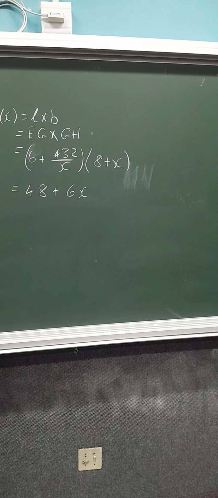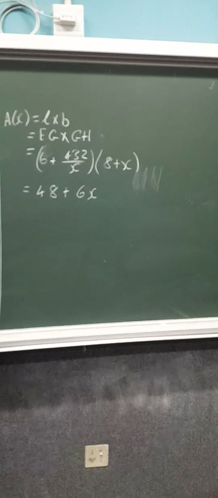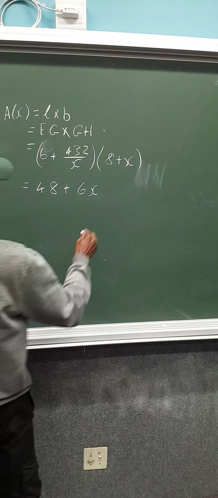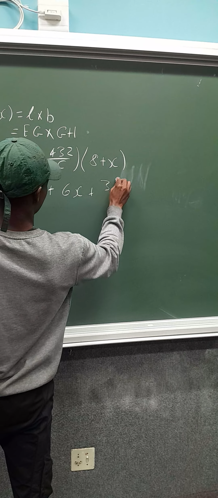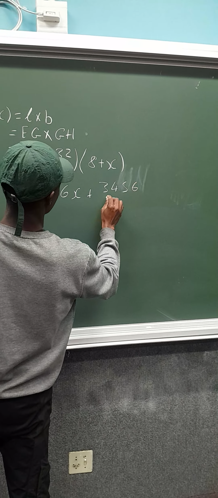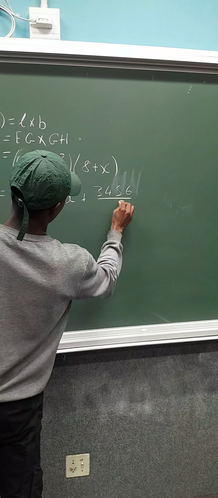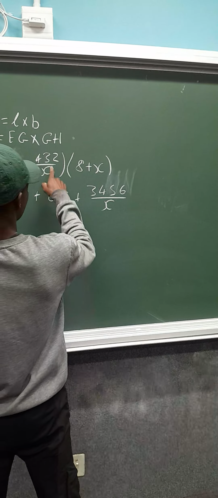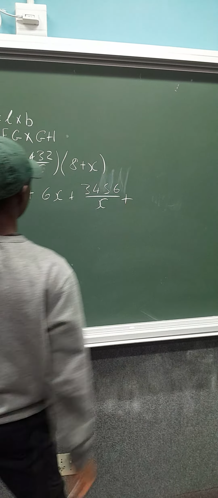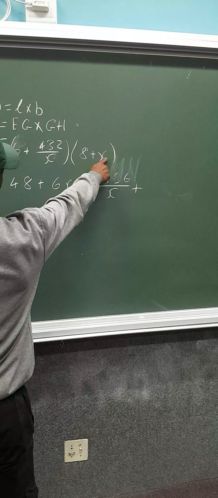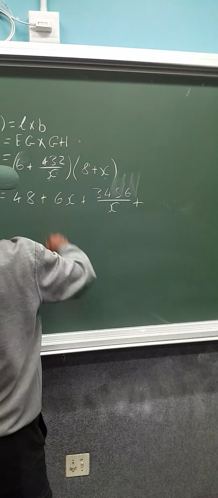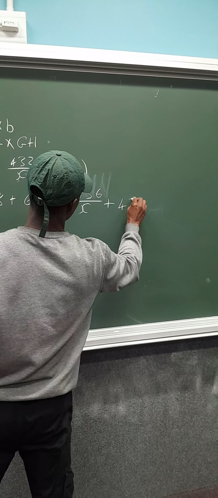And then 8 multiplied by 432 is going to give us 3,456 divided by x. And then the last part, which is this multiplied by x, and then x and x are going to cancel here. We'll be left with 432.